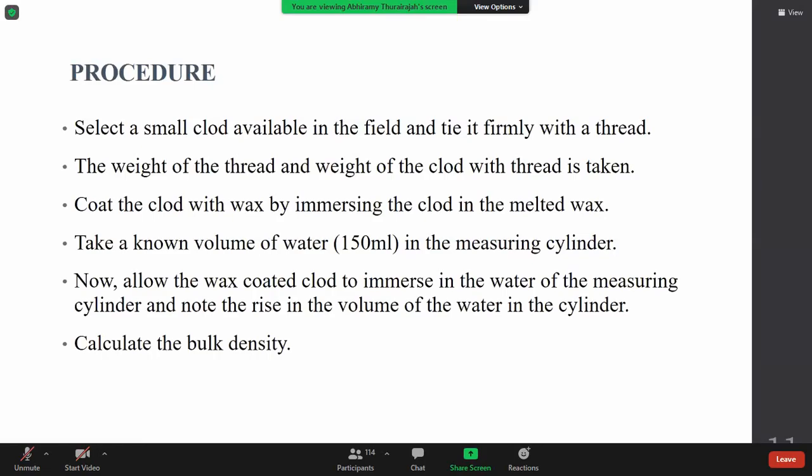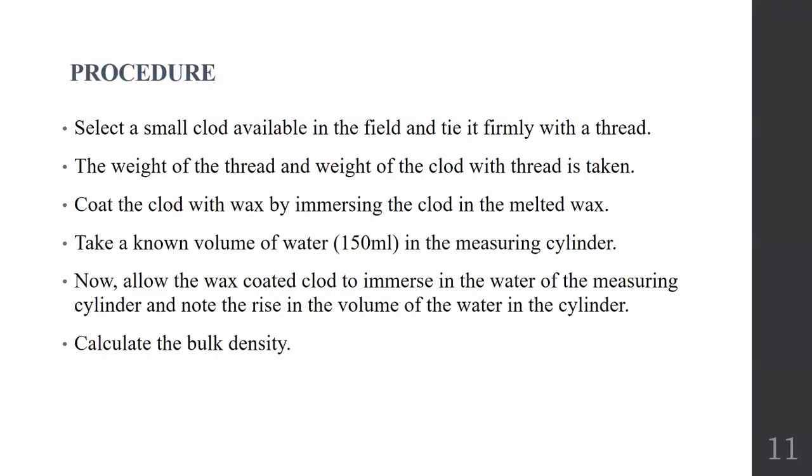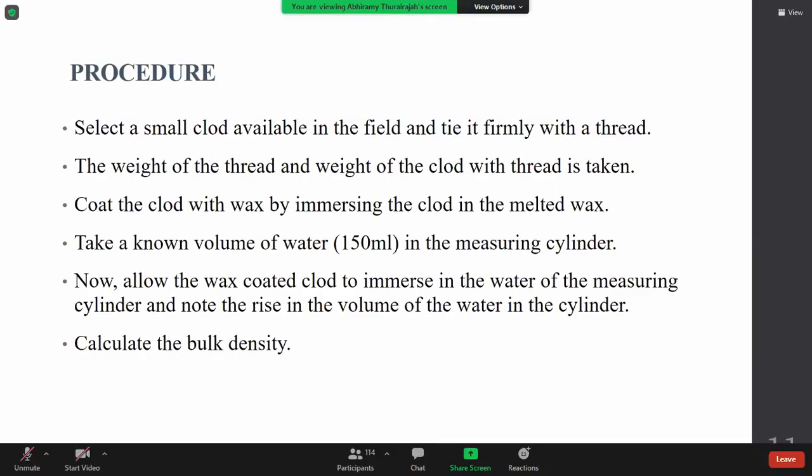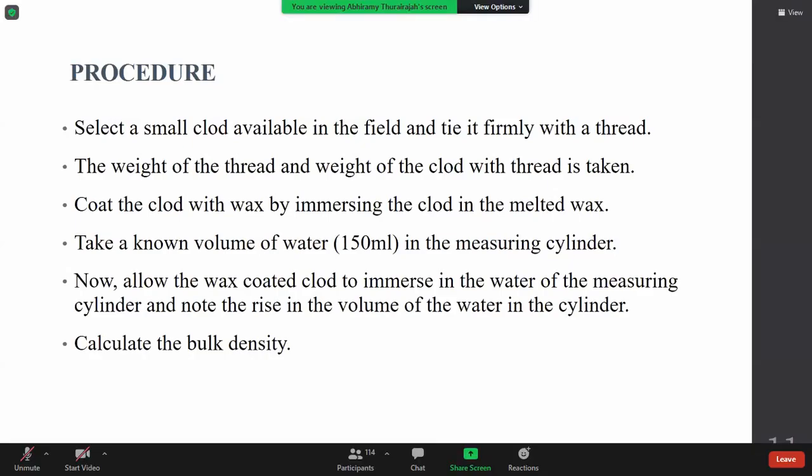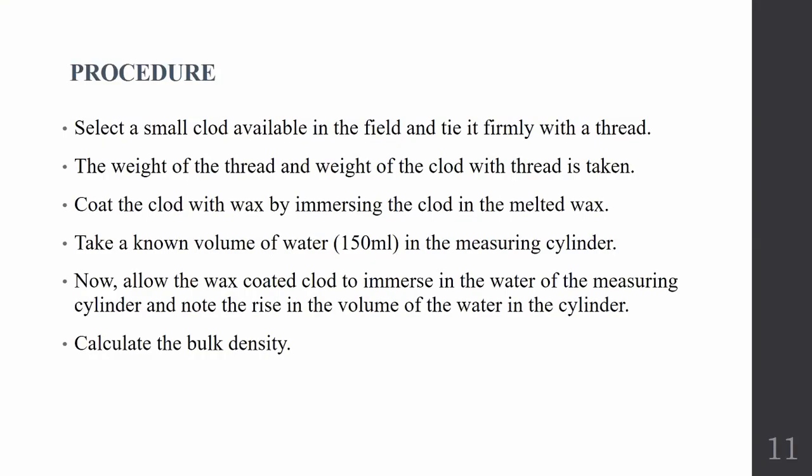Then you have to take the measuring cylinder and fill it with a known amount of water. Then you have to immerse that wax coated clod in the water of the measuring cylinder and note how much the volume of water rises because of the clod. Then you can calculate the volume of that clod. These are the steps that you have to follow in the clod method. Okay. Do you have any doubts?